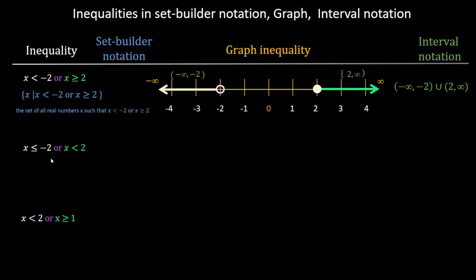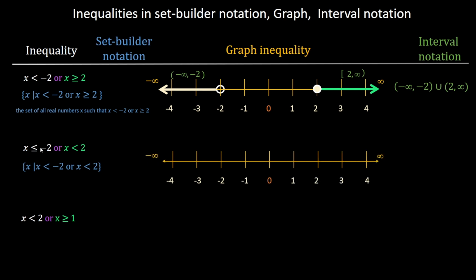Now let's look at this compound inequality: x less than or equal to minus 2 or x less than 2. The set builder notation looks like this. Now let's see how to graph this inequality. The first inequality, x less than or equal to minus 2, is included in the solution, so let's draw a closed circle around it and shade all the numbers less than or equal to minus 2 as the solution.